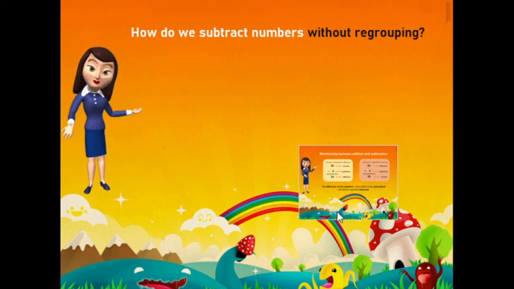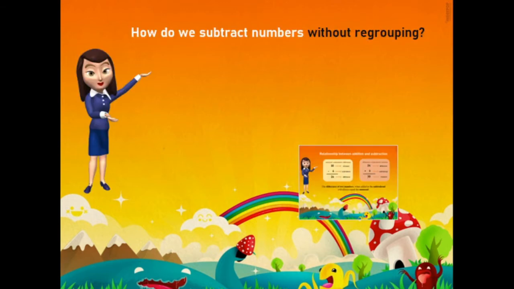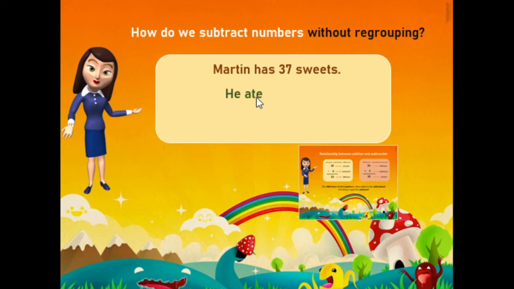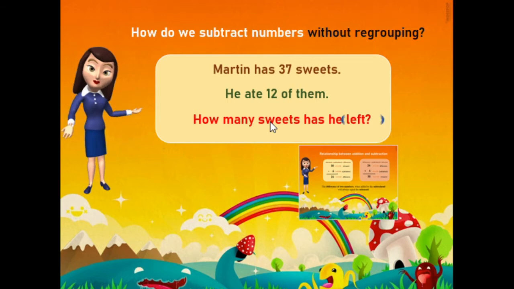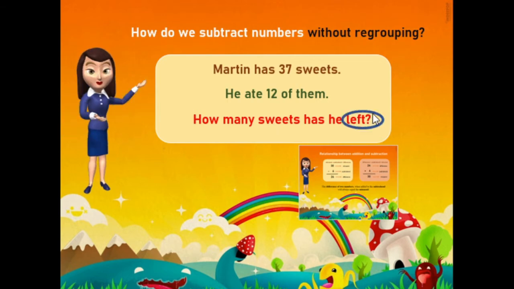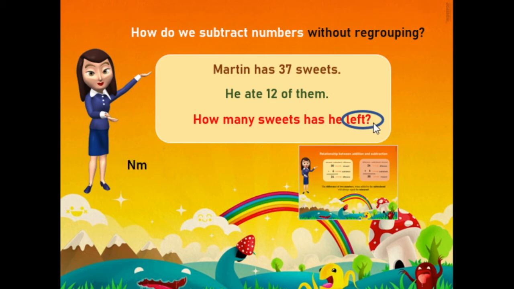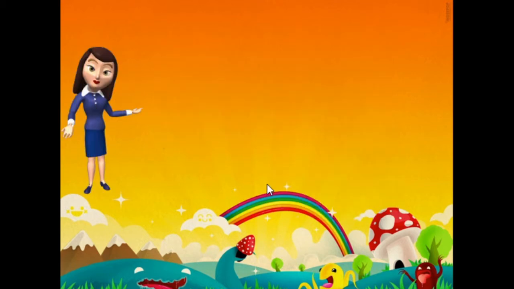If you can remember, we tackled this last time, right? We had this: Martin has 37 sweets. He ate 12 of them. How many sweets has he left? Left is a keyword that tells us to use subtraction, or minus. Now the number sentence would be 37 minus 12 equals blank.